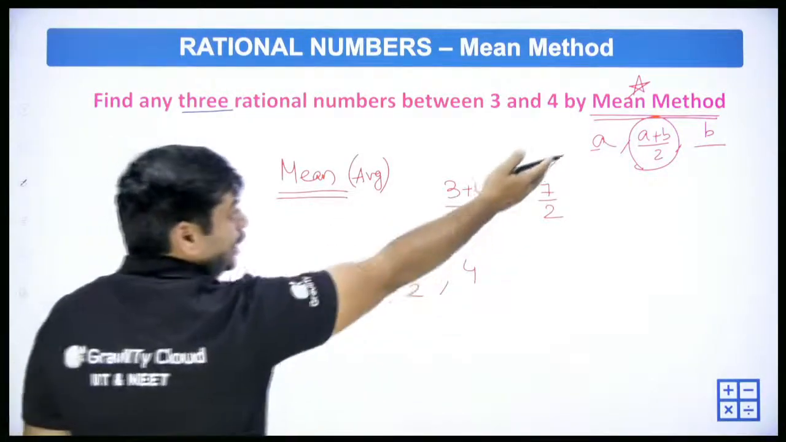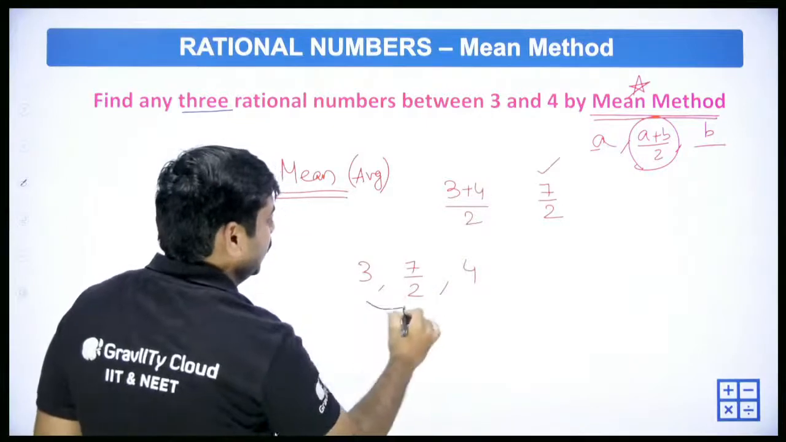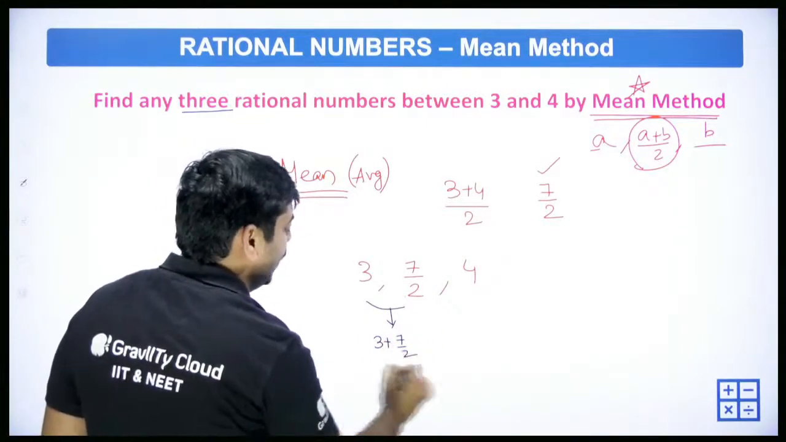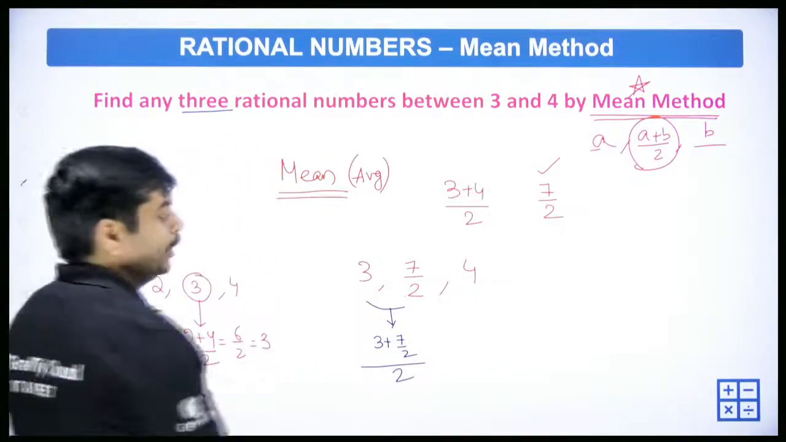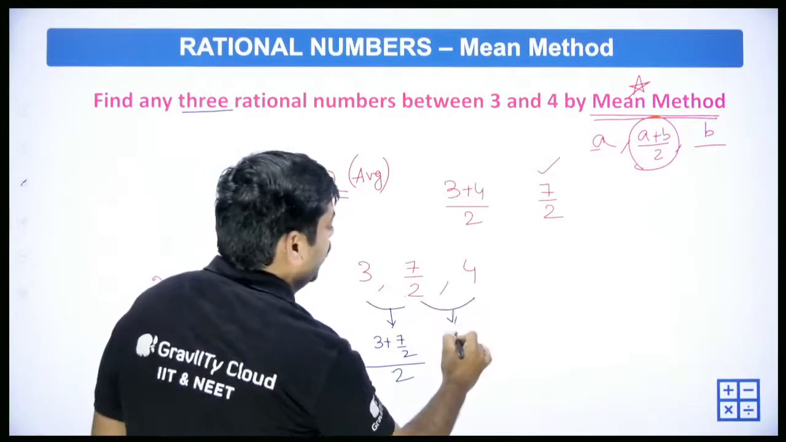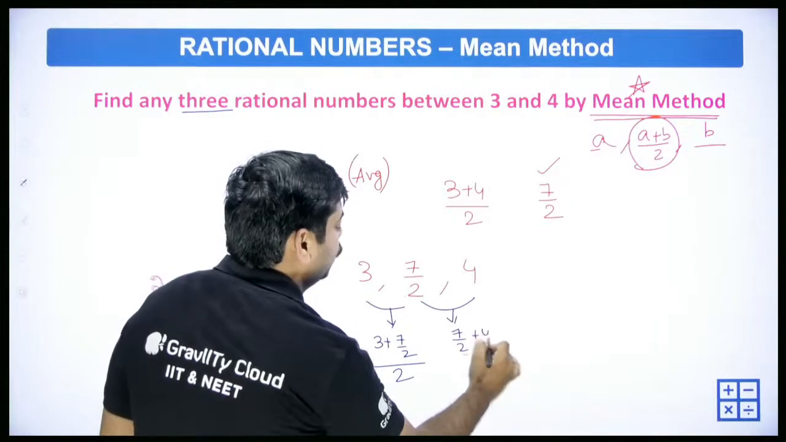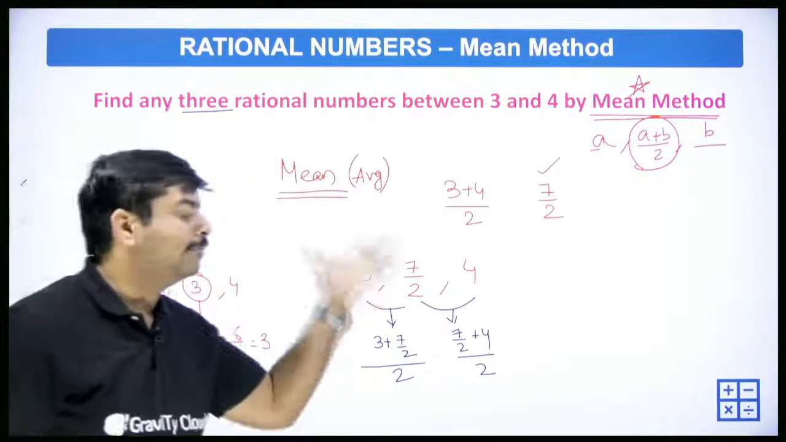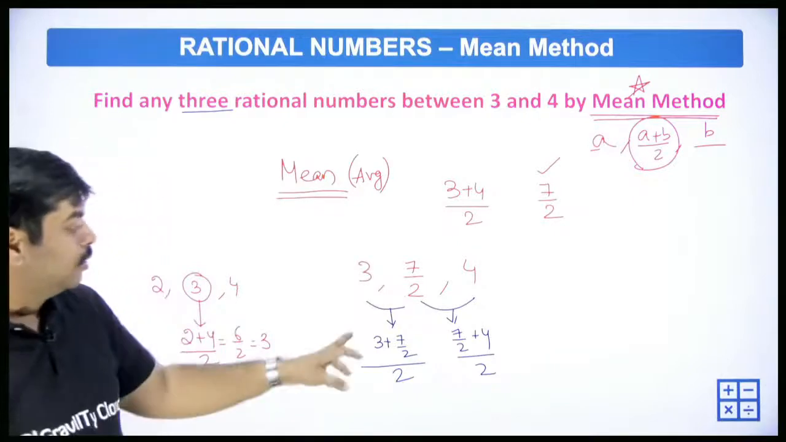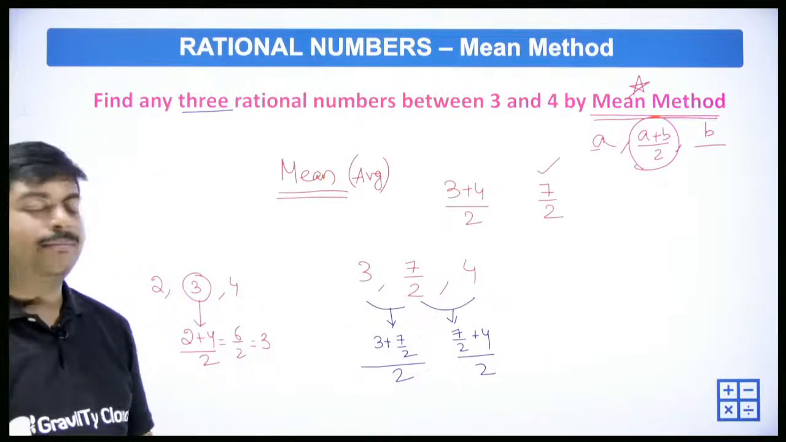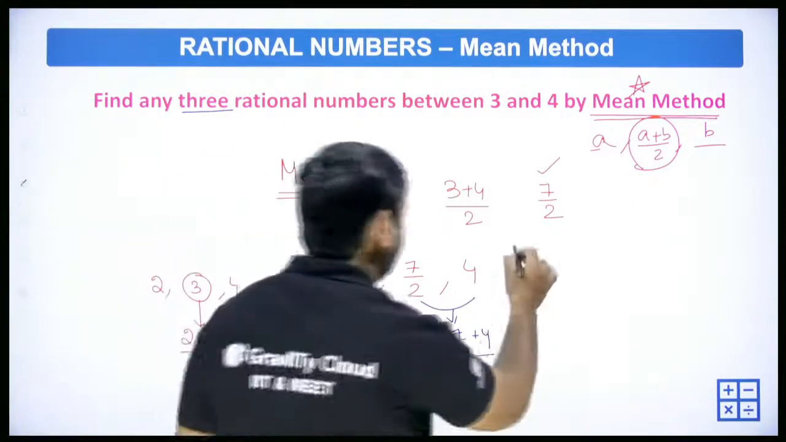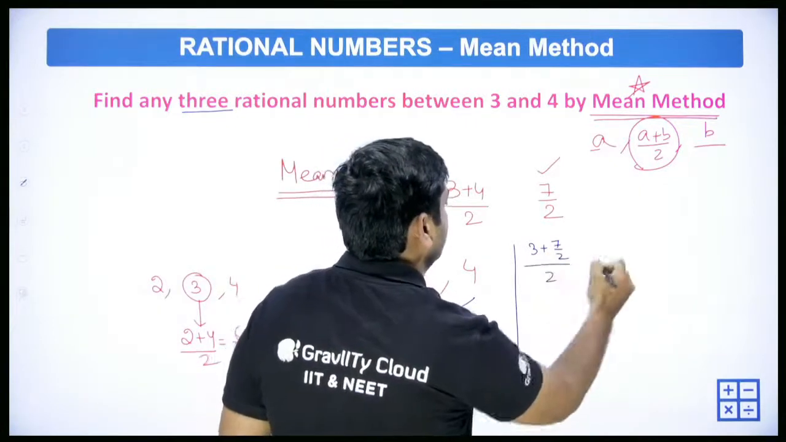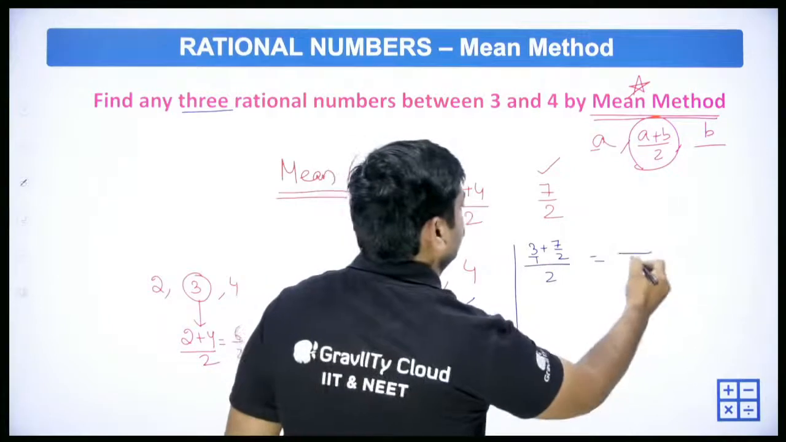In between these two numbers, we can try to find one more rational number, again using the same mean method. Between these two, you can try to find 3 plus 7 by 2, divided by 2. And between these two, you can try to find 7 by 2 plus 4, divided by 2. So these are also numbers in between them. Okay. So for 3 plus 7 by 2, you need to take LCM. Let's try to do that: 3 plus 7 by 2, all by 2. So here the LCM is 2.